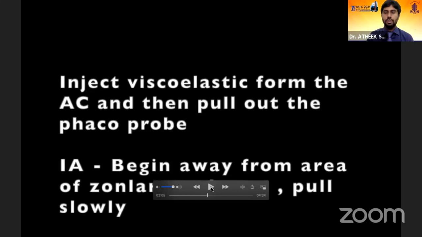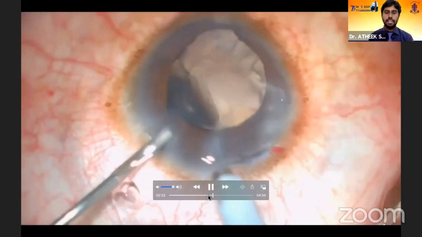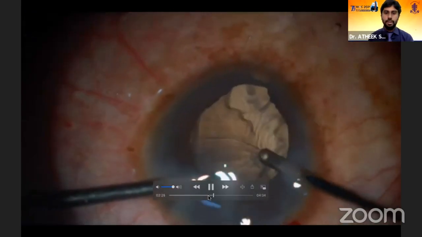And beginning the IA also is very important. Like your rhexis, it is ideal to begin your IA at the area where we have maximum zonular support and do the IA at the point where there is zonular loss last, so that you'll be able to visualize better and do the case much more comfortably. So injecting viscoelastic and pulling the probe out is of prime importance.